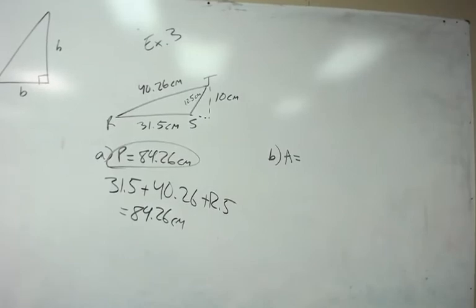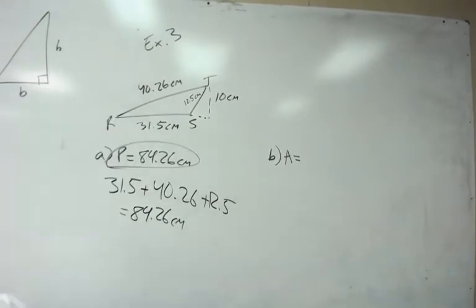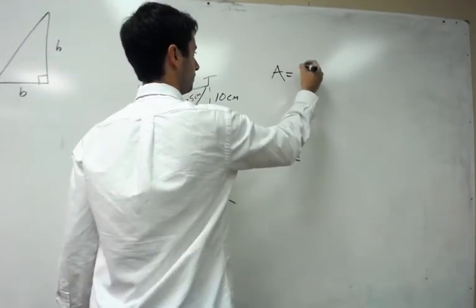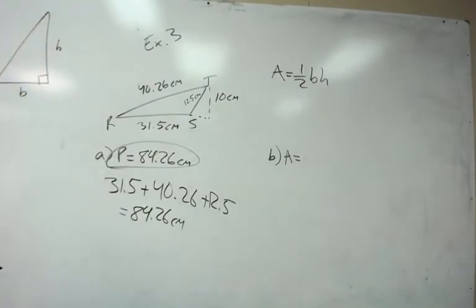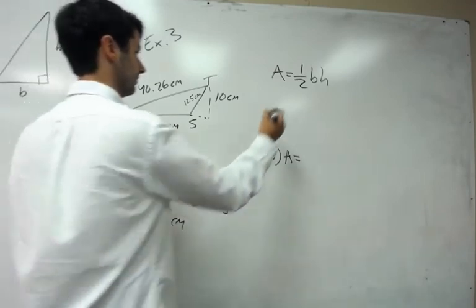Now, how do we find the area? Well, what is the formula for an area of a triangle? Formula for area of a triangle is area equals 1/2 times the base times the height. Now we just need to know what are the base and what are the height. 31.5 is our base. We're looking at this direction, so 31.5 is the base.